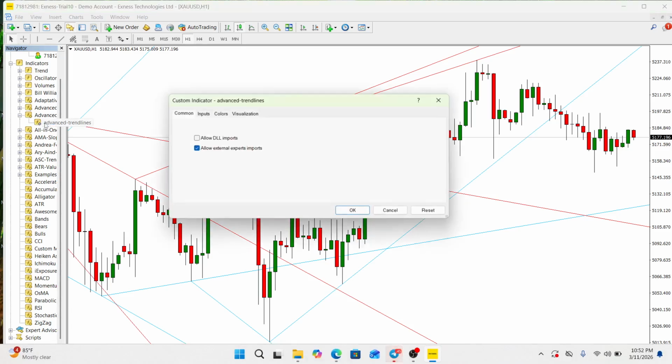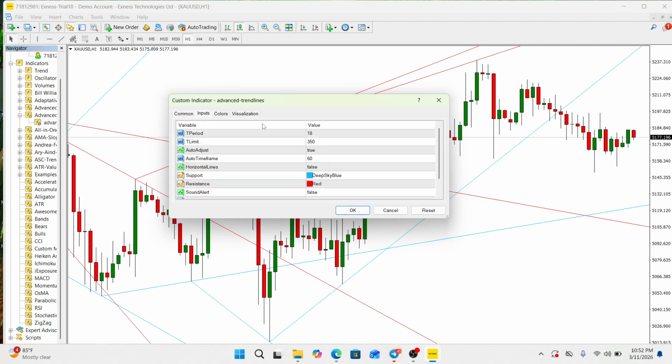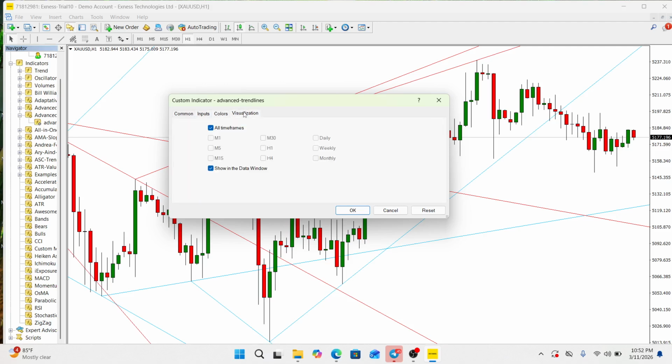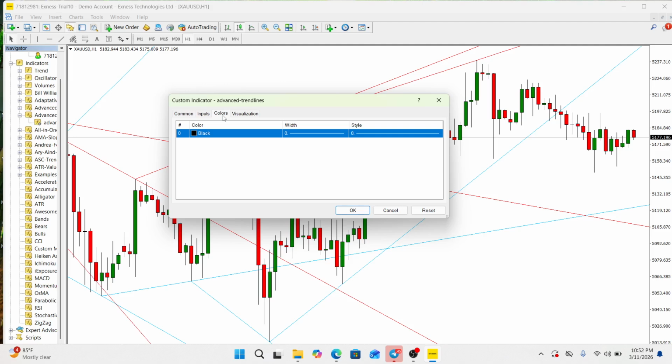As for the indicator settings, sensitivity or swing strength settings control how significant a high or low must be to qualify for connection, which determines how many trend lines appear and how tight or broad they are. Style options let you adjust the colors and thickness of support and resistance lines so they can remain visible but do not overwhelm your chart.